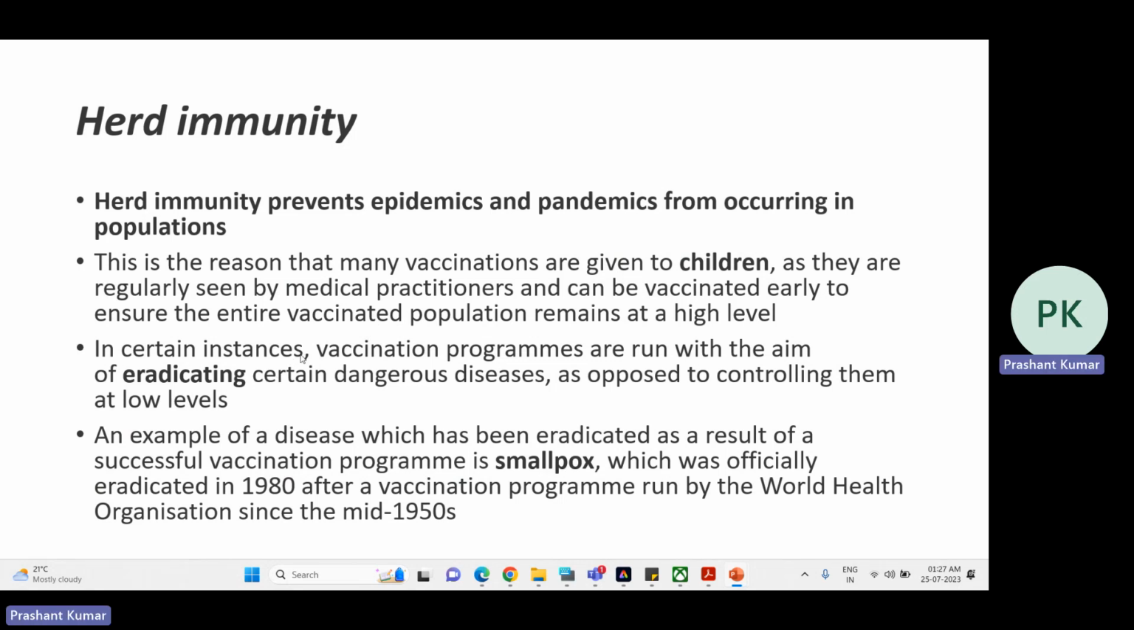In certain instances, a vaccination program can run with the aim of eradicating a dangerous disease from the country. An example is smallpox, which was officially eradicated in 1980 after a vaccination program run by the WHO in the mid 1950s.